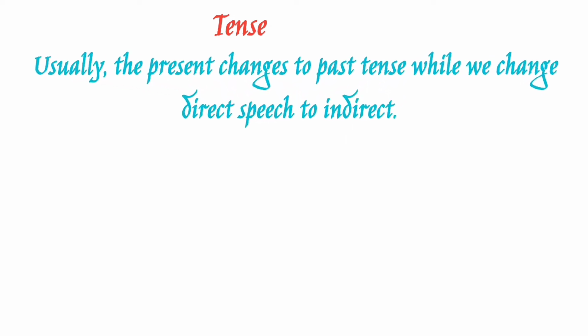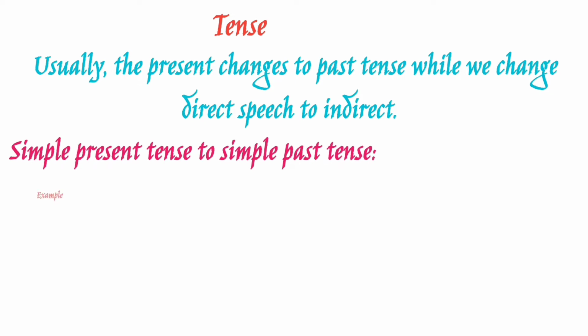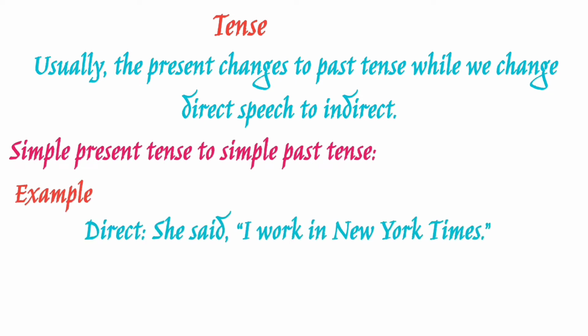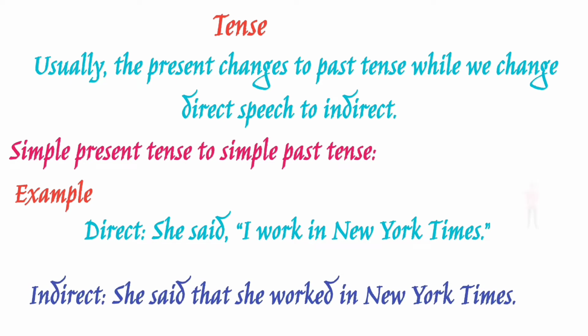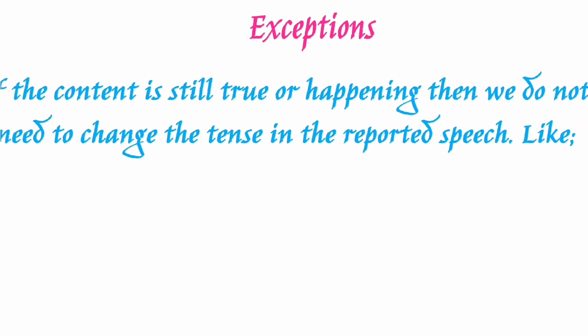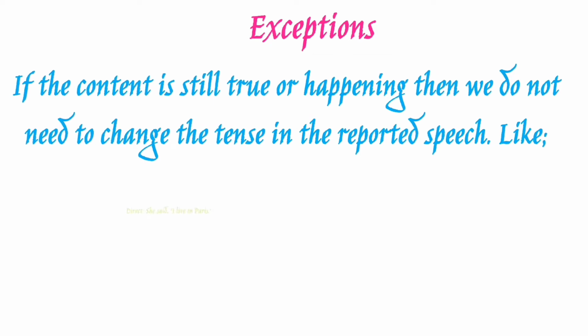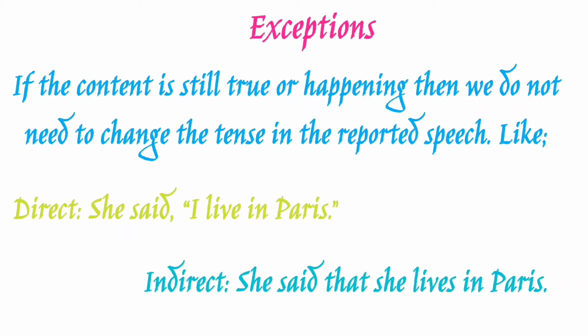Tense. Usually, the present changes to past tense when we change direct speech to indirect. Simple present tense to simple past tense. Example. Direct: she said, "I work in New York Times." Indirect: she said that she worked in New York Times. Exceptions. If the content is still true or happening, then we do not need to change the tense in the reported speech. Like, direct: she said, "I live in Paris." Indirect: she said that she lives in Paris.